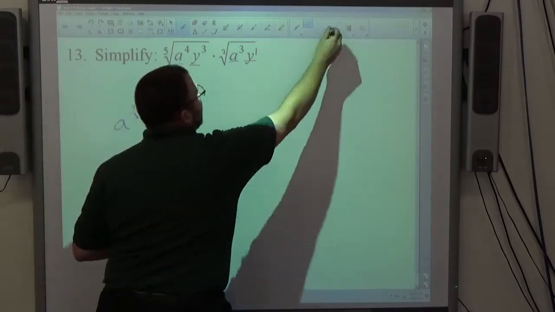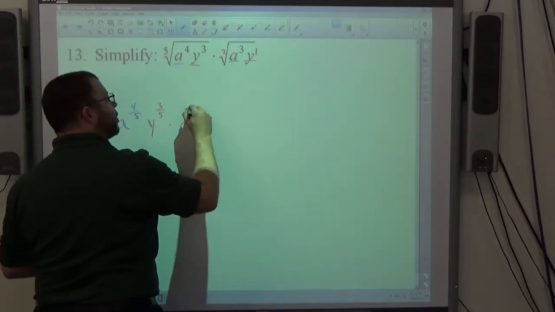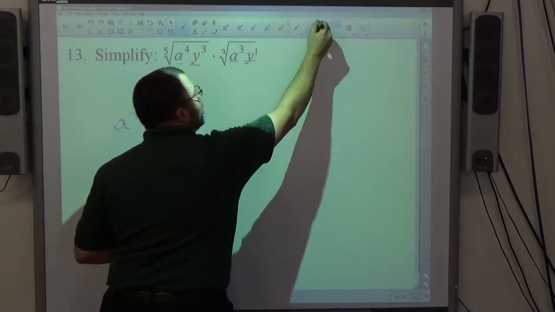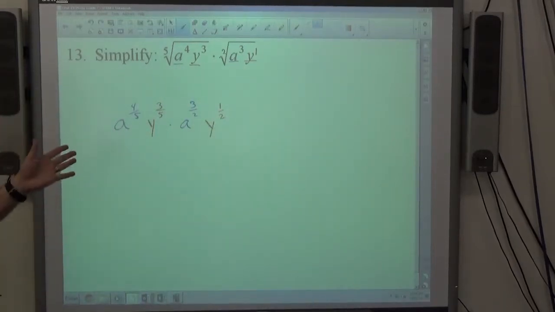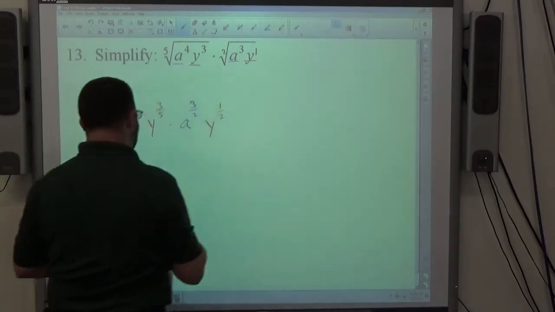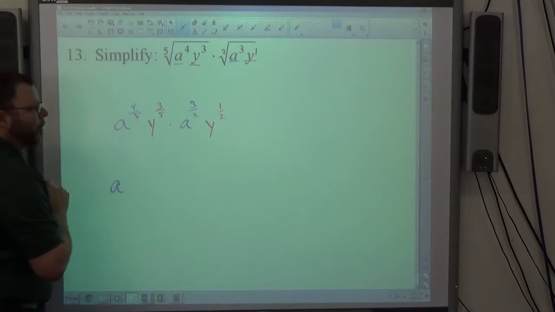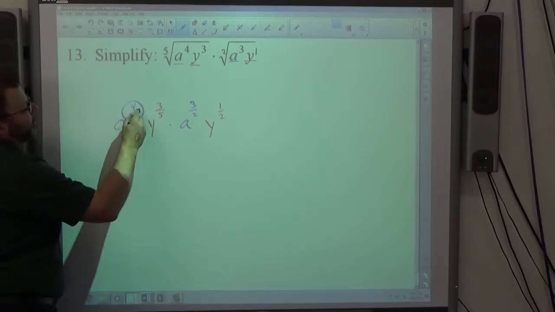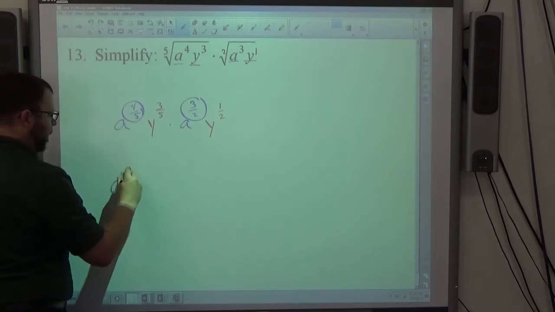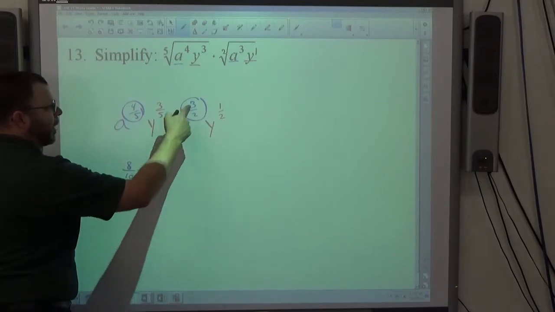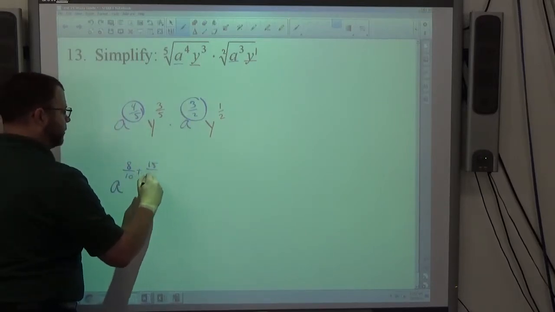So when I write a to a fractional power, it's going to be 3/2, and y is going to be to the 1/2 power. Once I get everything in fractional power form, then it's just a matter of multiplying the same letter by adding the powers. Adding powers requires a common denominator. So if I'm adding 4/5 and 3/2, common denominator of 10, this right here is going to be 8 over 10. This right here is going to be 15 over 10.